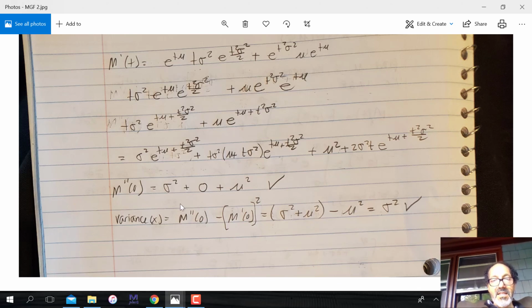So we get sigma squared plus mu squared minus, well, we know that the mean is mu, or the first derivative of the moment generating function set at 0 is mu, so mu squared, right? So we get sigma squared plus mu squared minus mu squared, and we get sigma squared. That is so awesome. We did it.